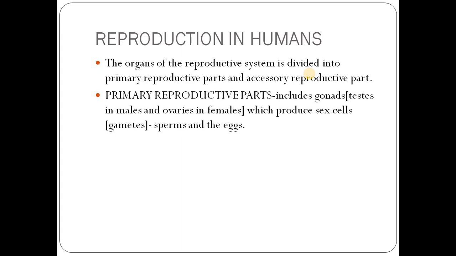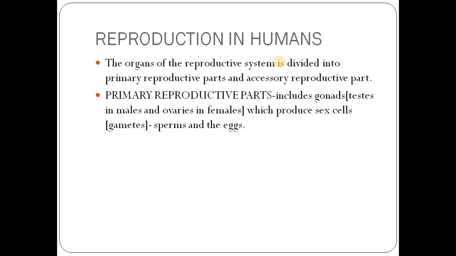So when we say reproduction in humans, now we come to the most important part. The organs of the reproductive system in human beings are divided into two groups. One is the primary reproductive organs and the other is the secondary, or accessory, reproductive organs. Whenever we say primary reproductive parts, it means that we are going to deal with the gonads.